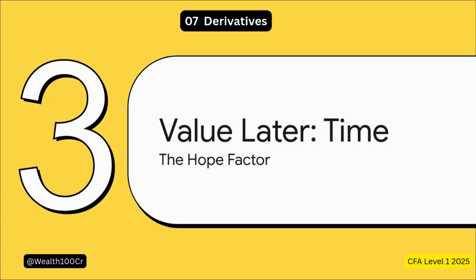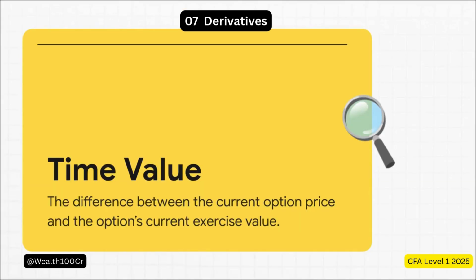Well done. Excellent. Now that we understand the value now, let's look at the second part of the price, the time value. This is that hope factor we were talking about, the extra amount of money you pay for the possibility that things might get even better in the future. So really, the formal definition of time value is very simple. It's the option's total price minus its current exercise value. Whatever is left over, that is the time value.